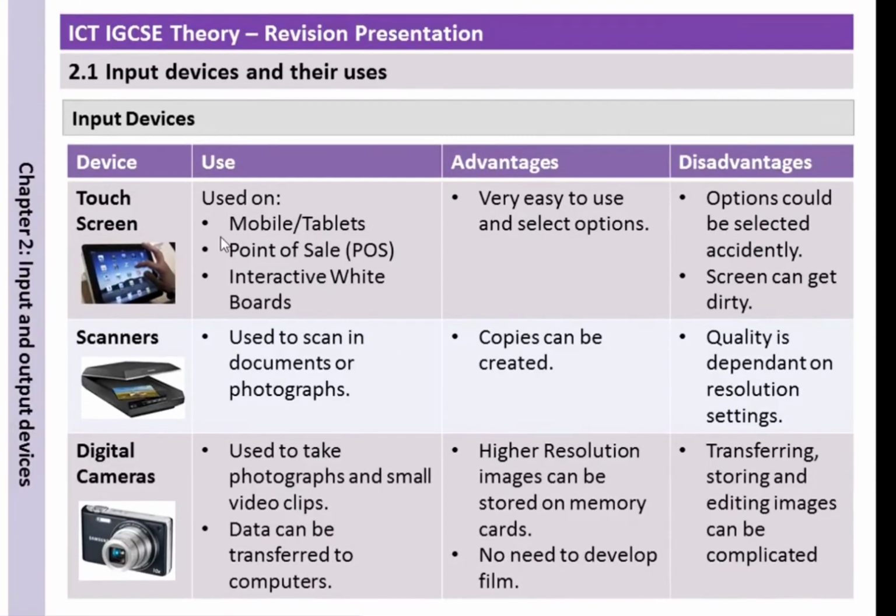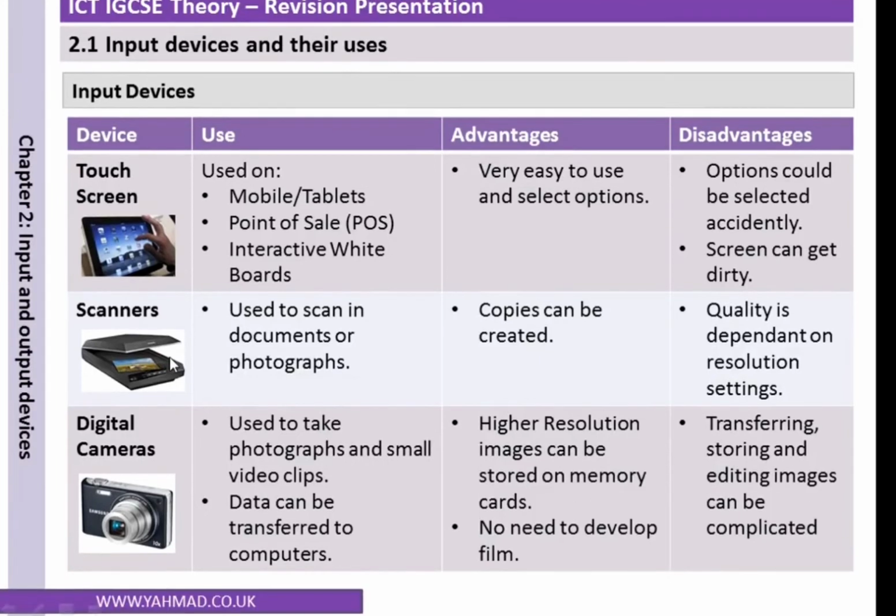Okay, so the touchscreen is used on mobile phones, tablets to select options, maybe on point of sales, interactive whiteboards. So it's very easy, just use your fingers, hands to select options. The disadvantage is, especially on a mobile phone, options could be selected accidentally. So for example, if your phone is not locked, accidentally you may call somebody. If the screen gets damaged or dirty, then it may be difficult to select options.